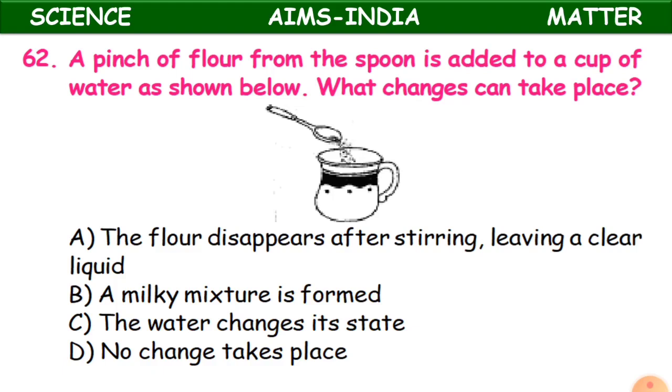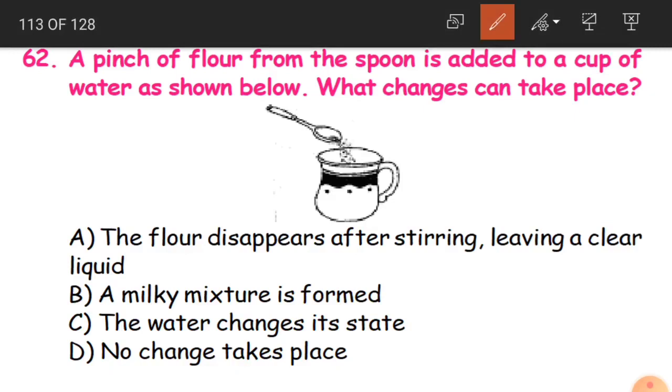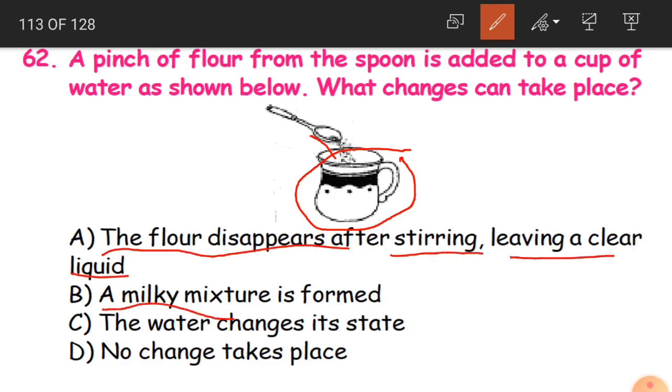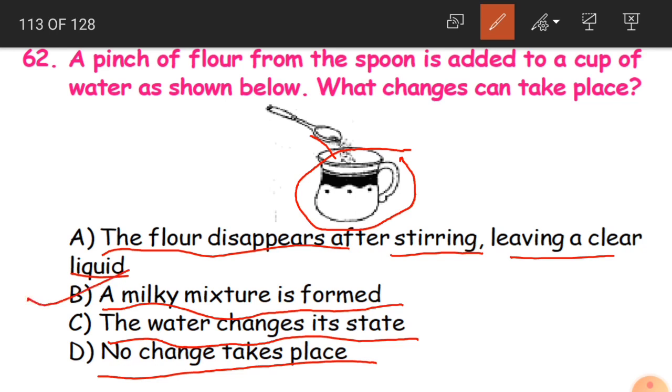62nd question. A pinch of flour from the spoon is added to a cup of water as shown below. What changes can take place? What happens if you take a cup of water and add a pinch of flour from the spoon? The flour disappears after stirring, leaving a clear liquid. A milky mixture is formed. The water changes its state. Or no change takes place. And the answer is B.